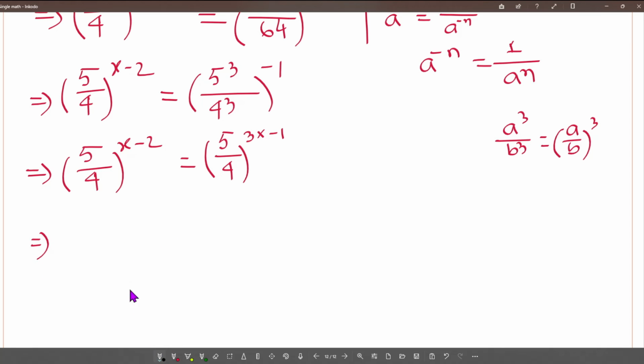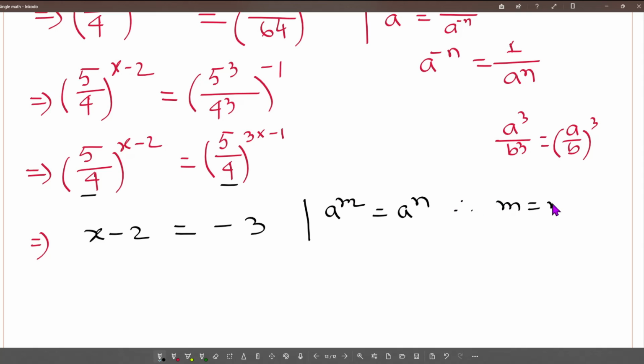Okay, now look, both bases are the same, 5 by 4, 5 by 4. So we know once bases are the same, that time the powers will be equal. So we can write x minus 2 equals 3 times minus 1, it means what? Minus 3. And we can write a to the power m equals a to the power n means m equals n. Now x equals minus 3, minus 2 becomes plus 2. So our answer is minus 1.